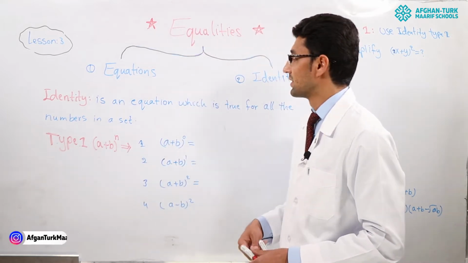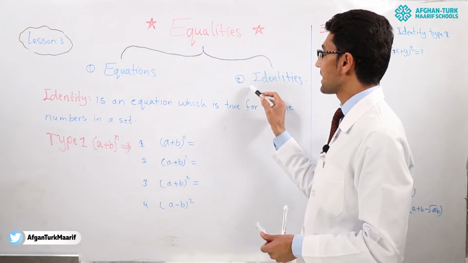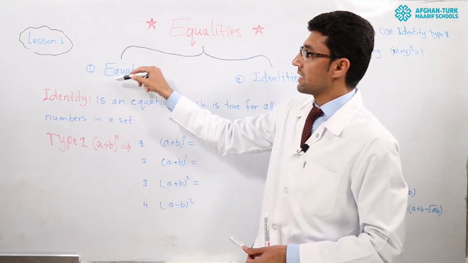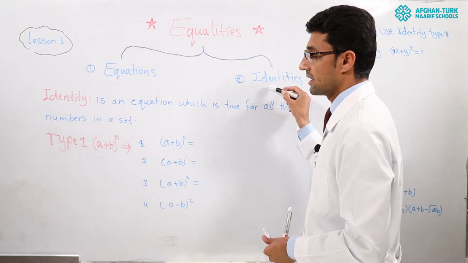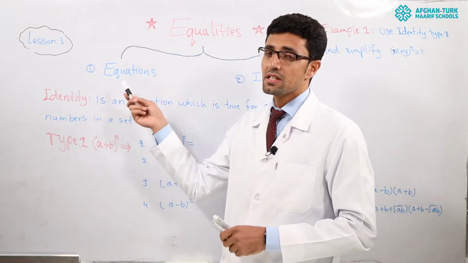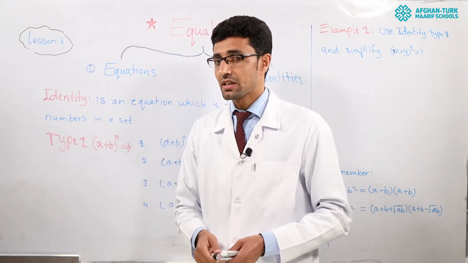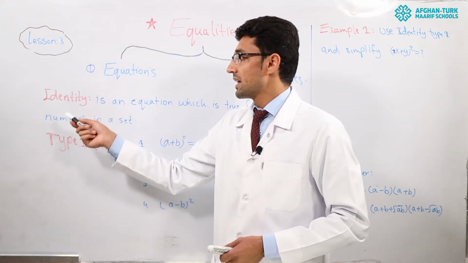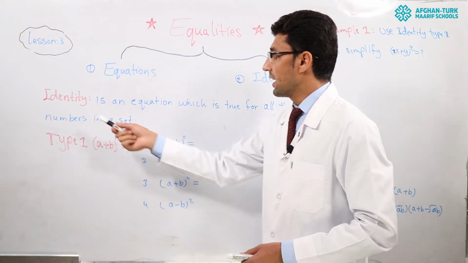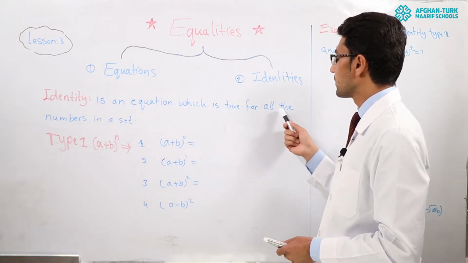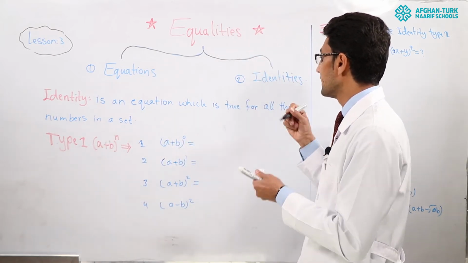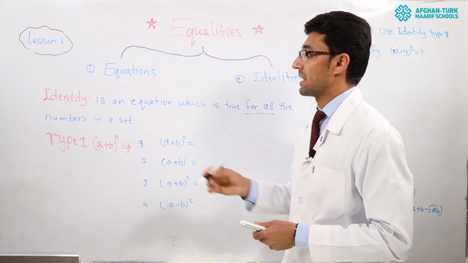Okay, what is that? Again about equality, but second part of equality, identity. As I told you, equalities are divided into equations and identities. In the past two videos or lessons, you studied about equations and one type of equation, linear equation. But today, the third lesson is going to be taught about what? Identity. What is identity? Identity is an equation which is true for all the numbers in a set.